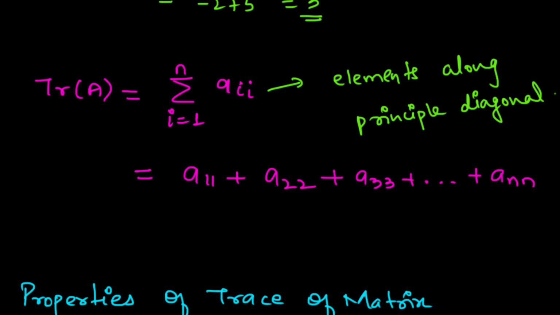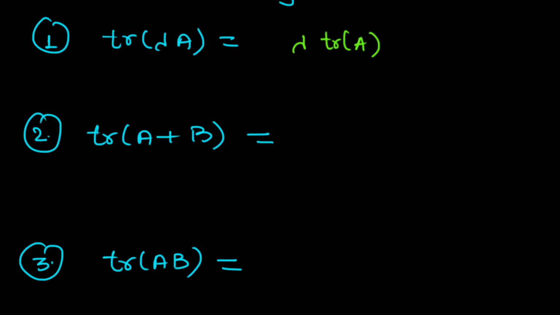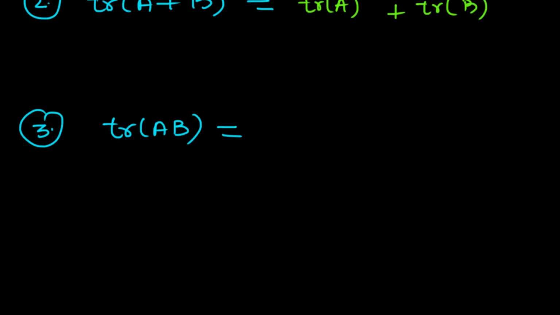Let's see some of the properties of trace of A. If A and B are two matrices and lambda is any scalar, then trace of lambda A will be equal to lambda times trace of A. It's very simple. Trace of matrix A plus B will be equal to trace of A plus trace of B. Trace of AB will be equal to trace of BA. This is true if and only if both AB and BA exist. So if both the matrices exist, then trace of AB will be equal to trace of BA.